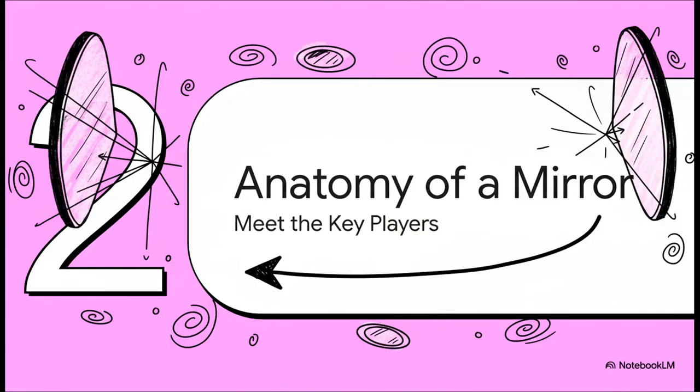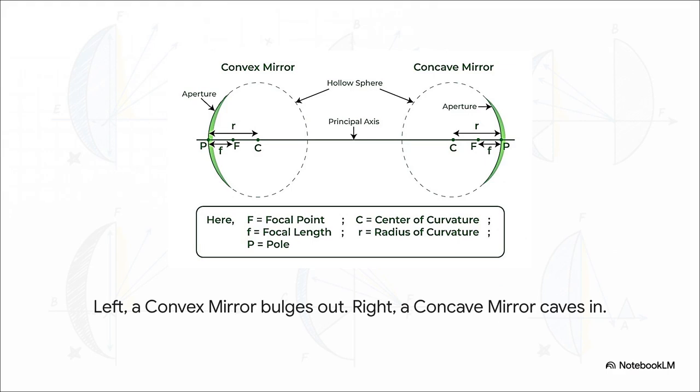Okay, so we've got the law down, now let's look at the mirrors themselves. To really get how they work, you gotta know their anatomy. So, let's meet the key players. There are really 2 main characters in this story. On the right, you've got a concave mirror, which caves in. It's built to gather light and bring it together. And on the left is the convex mirror, which bulges out. Its job is to spread light out. You can think of both of them as just slices cut from a bigger hollow sphere.